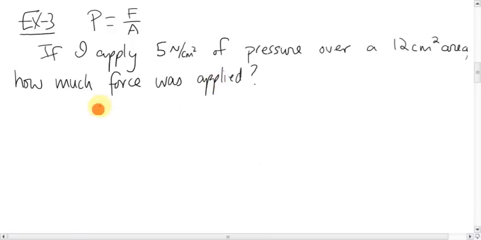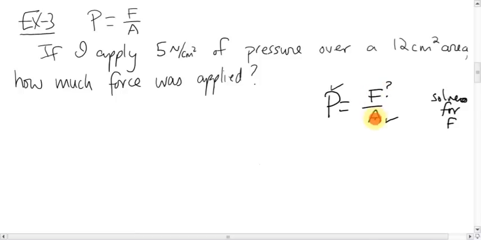So we have this formula. We'll do it on the side here. P equals F over A. Let's first figure out what we need to do here. I'm given a pressure, so I know what the pressure is. I'm given an area. I know what that is. How much force was applied? I don't know what force is. So that means I have to solve for F. Solve for force. How do we get the F by itself?